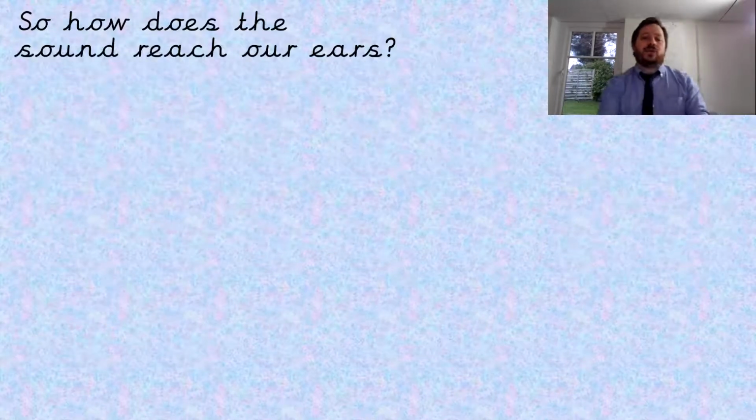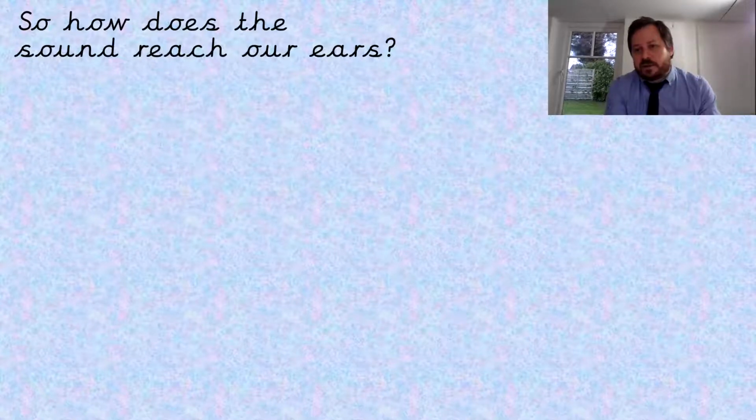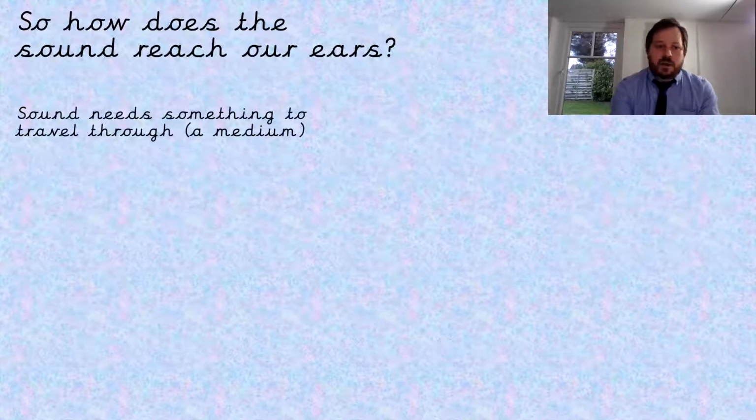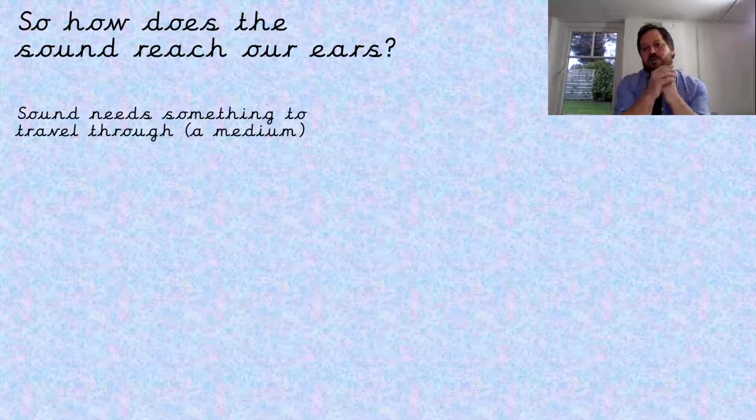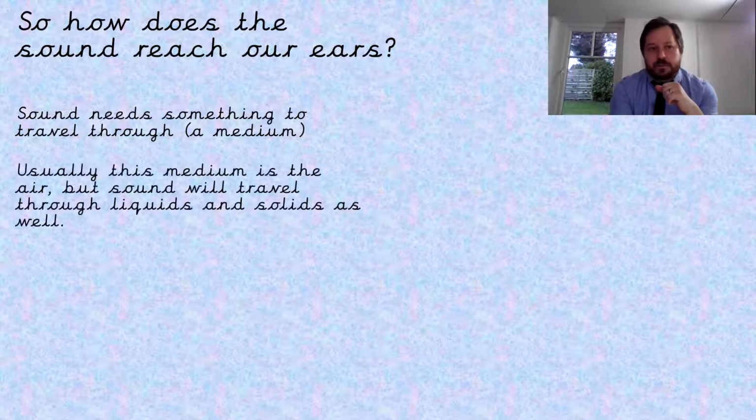So how does sound reach our ears? How does it get from whatever is vibrating to our ears? Well, it has to travel through something. We call that a medium. Sound has to travel through something. And no matter where it is, it travels through a medium in order to get to you. It's how the vibration is transferred.